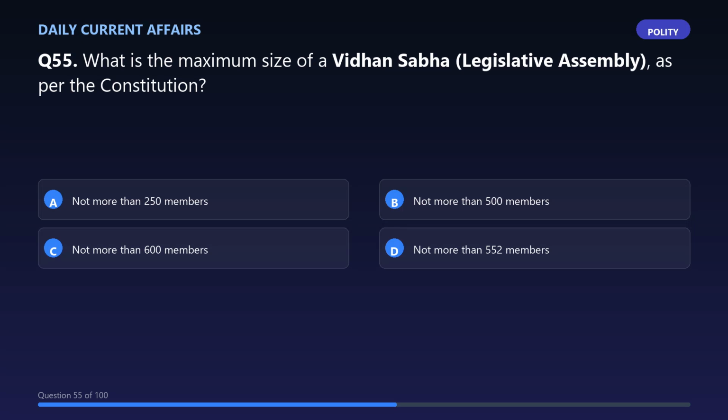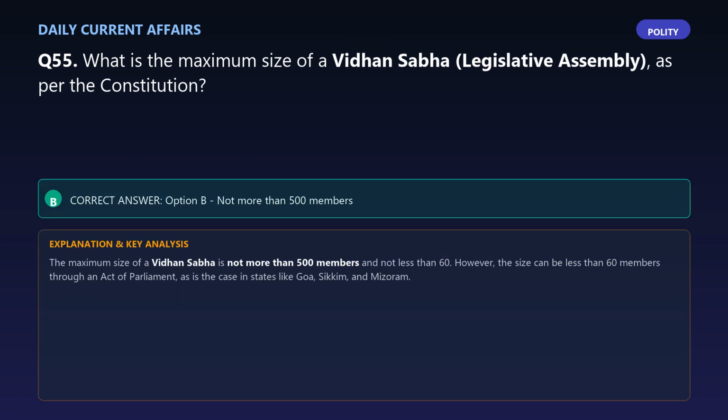Question 55. What is the maximum size of a Vidhan Sabha, Legislative Assembly, as per the Constitution? The correct answer is option B, not more than 500 members. Explanation: the maximum size of a Vidhan Sabha is not more than 500 members and not less than 60. However, the size can be less than 60 members through an Act of Parliament, as is the case in states like Goa, Sikkim and Mizoram.